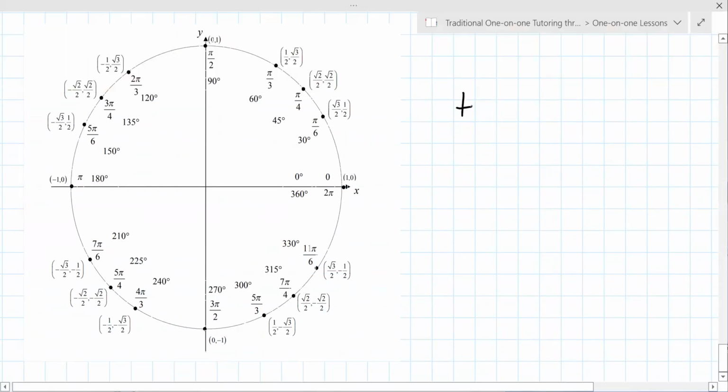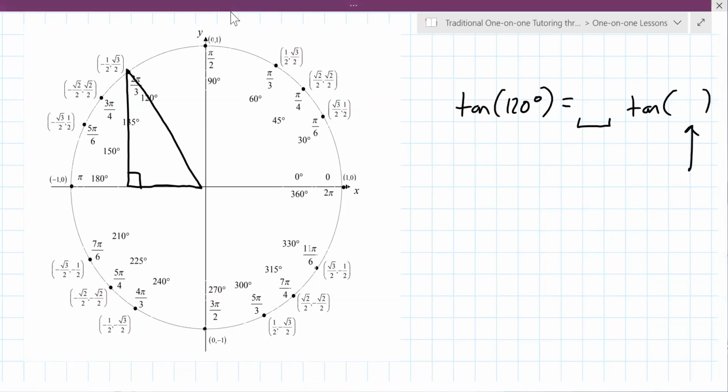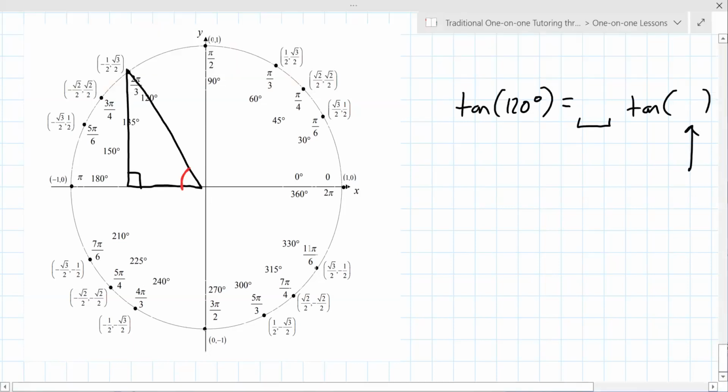All right, let's do the tangent of 120 degrees. So again, what I'm looking for is whether it's positive or negative, and then the tangent, and you've got to figure out the angle measure, and there's 120 right there. So I'm looking for this angle down here in red. It's always the angle that's made with the x-axis. That's this part right here.